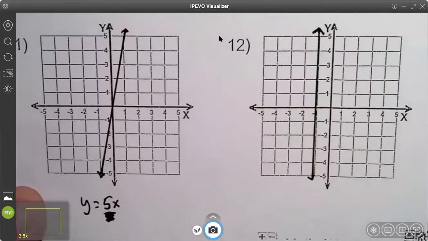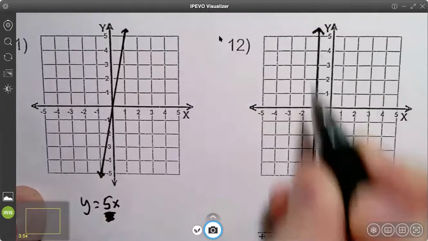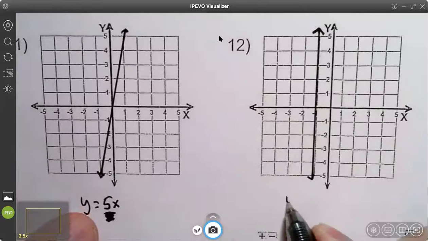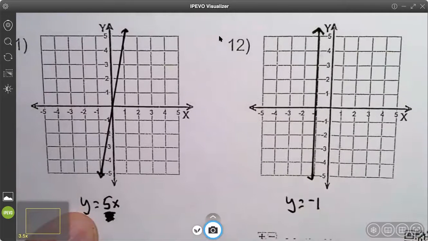Do number 12. Number 12 has an undefined slope, vertical line. So your answer is y equals whatever the y-intercept is. In this case, it's -1. Y equals -1 is your equation.